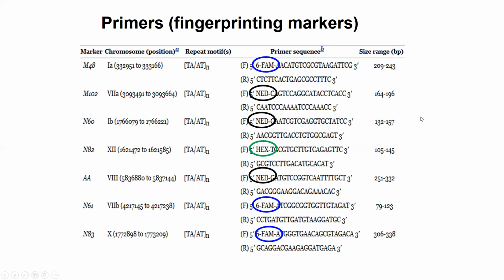The second set of the 15 markers is called fingerprinting markers. Those markers in general have higher polymorphism. They have a lot of differences, so they give you more resolution in identifying the different Toxoplasma strains. Again, you see they are labeled with FAM, HEX, and NED here. So all the PCR products will eventually be labeled with a fluorophore.